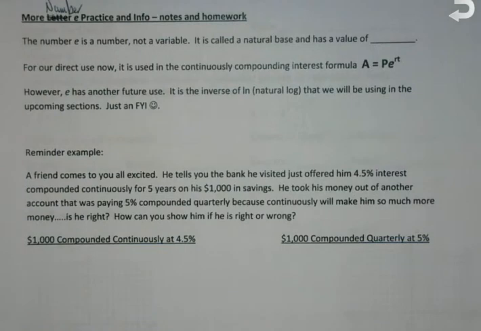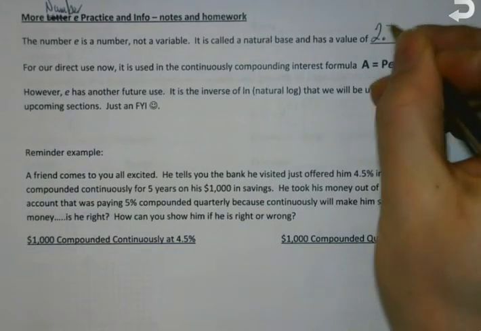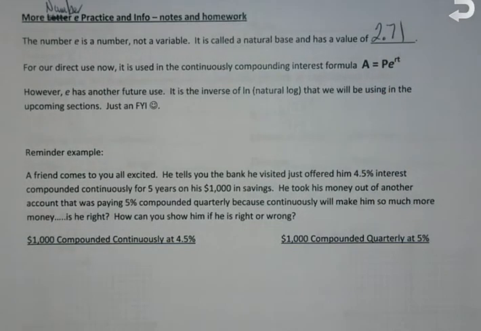Okay, so this number e is not a variable, which I just called it by calling it a letter up here. It's a natural base and has a value of about 2.71, and it's something a little bit like pi where I could keep going with all the decimals, but basically it's about this value. And it's what's called the natural base.